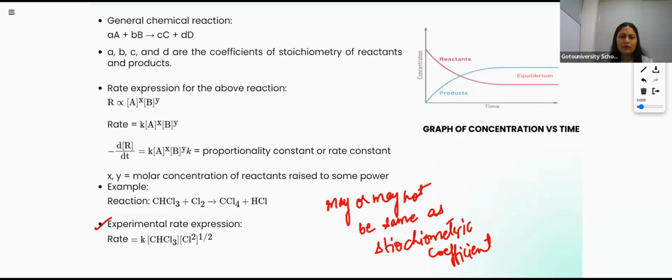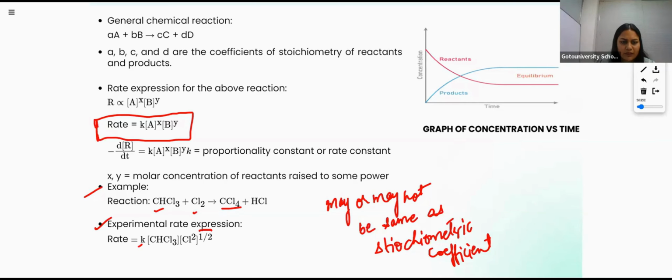Now what that means is, if we look at this reaction, CHCl3 with chlorine, the products forming are CCl3 plus HCl. Now if we are going to write the rate expression using this, rate is equal to k, the rate constant, times the molar concentration of the reactants, that is CHCl3 and Cl2.